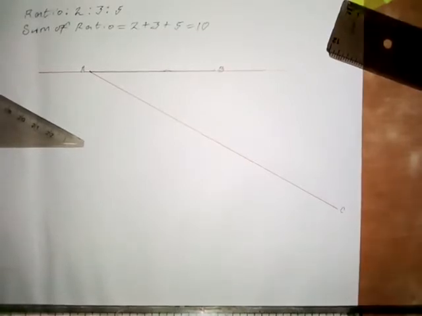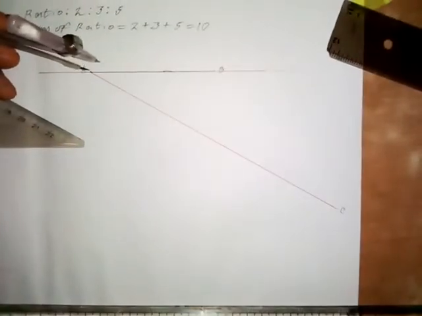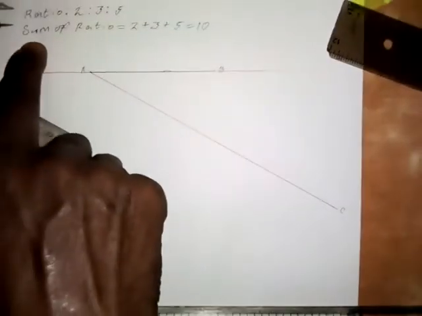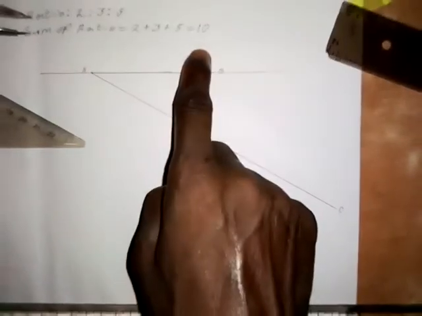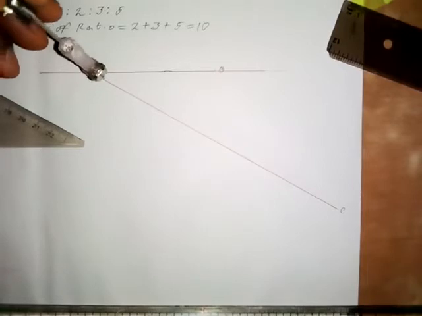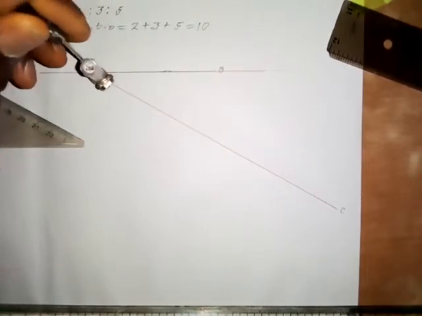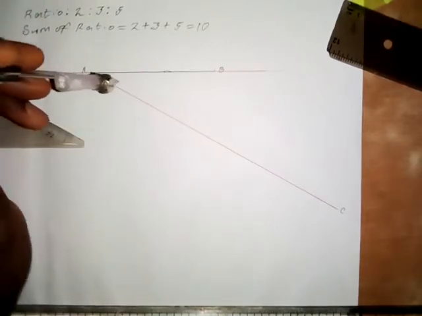So on this line AC, you take your compass, so you extend it to any convenient radius. Starting from here, you have to make 10 arcs on line AC. As we know, when we find the sum of the ratio of the proportion, we got 10. So you have to make 10 arcs on this line AC. So this is it. So here we have 1. This is 1. So you put it at the first arc.